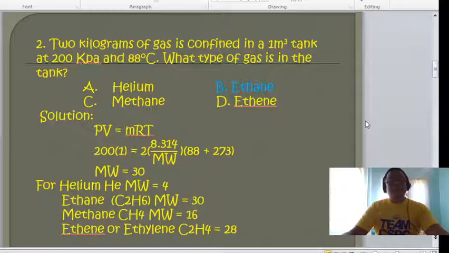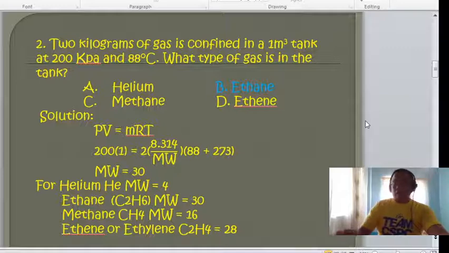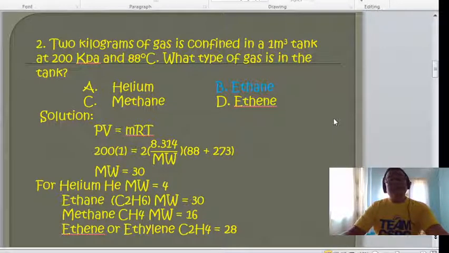The calculated answer may be easy, but to tell what gas is present is quite difficult. Again, class, the options are A is helium, B is ethane, C is methane, and D is ethylene. So, solution again, PV equals MRT, substituting values of 200, 1 cubic meter, and 2 kilograms, and then the gas constant divided by the molecular weight multiplied by the temperature of 88 plus 273. Therefore, class, the molecular weight is equal to 30.